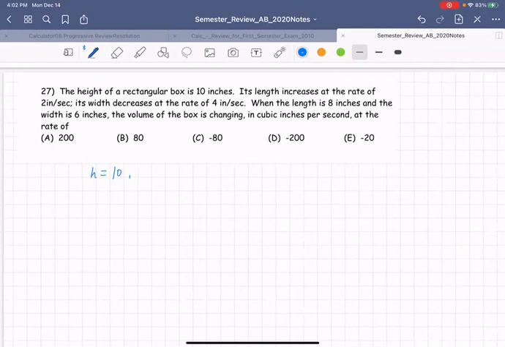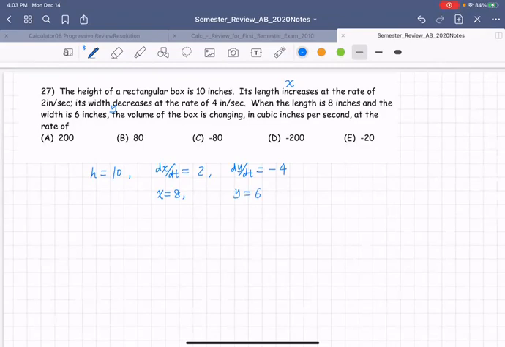So you can see it has x, it has y, okay? dx over dt is 2. dy over dt, you have to be careful over here. You have to write down negative. And when the length, which is x, equals 8, the width, which is y, equals 6. That makes sense?